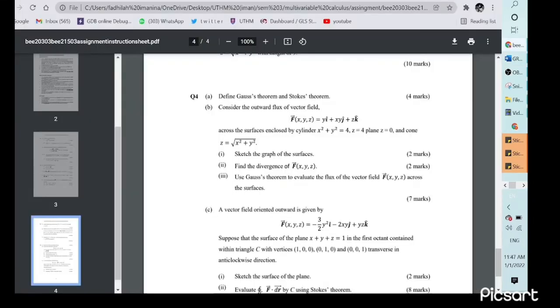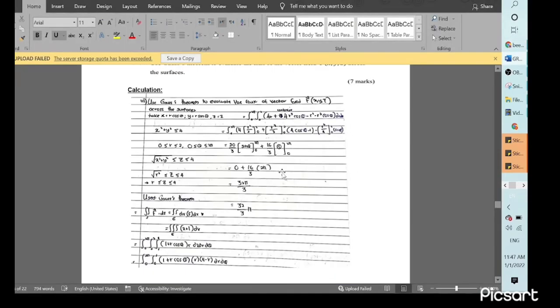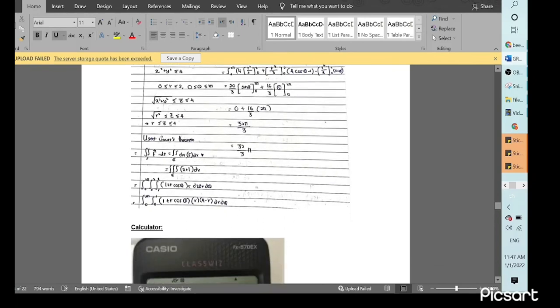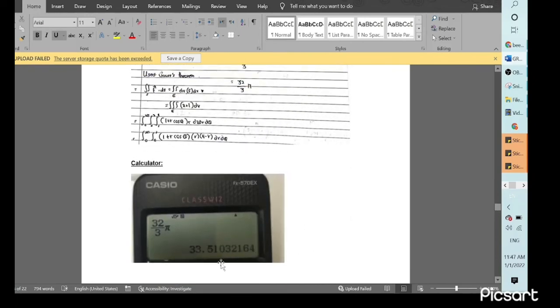For question 3, use the Gauss theorem to evaluate the flux of the vector field across the surface. This is my manual calculation. Firstly, x squared plus y squared is less than 4, and the square root of x squared plus y squared is less than z, and z is less than 4. So the square root becomes r, r is less than z, and z is less than 4. I use the Gauss theorem, and this is the formula. We integrate one by one, and this is the final answer, 32 over 3 pi, which is exactly 33.5103.